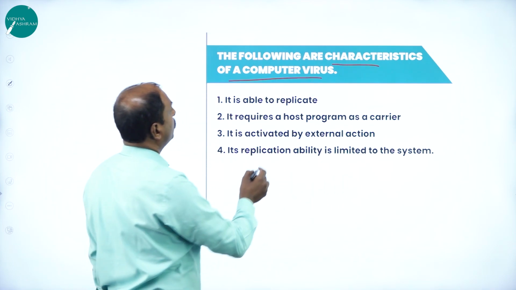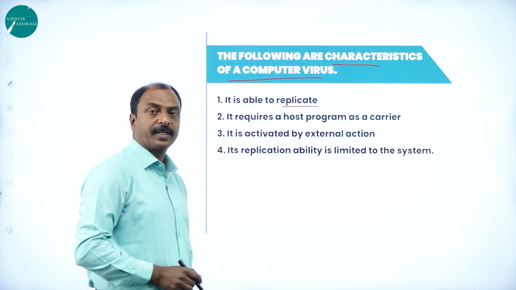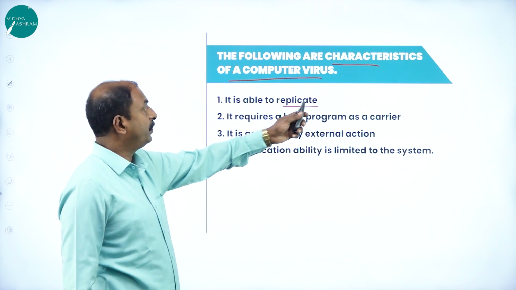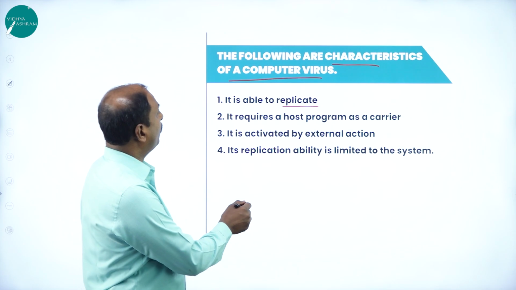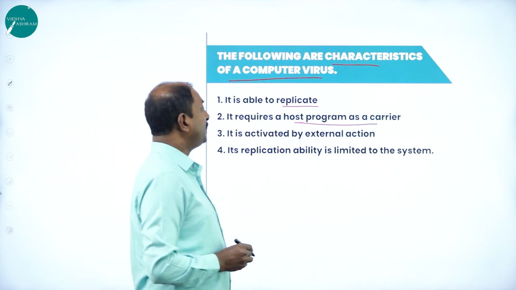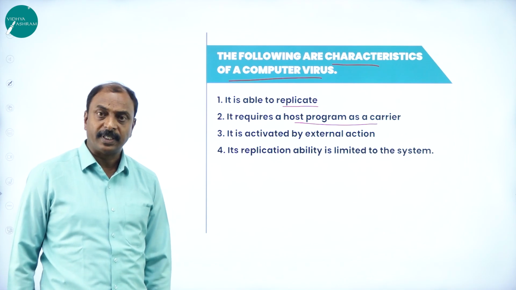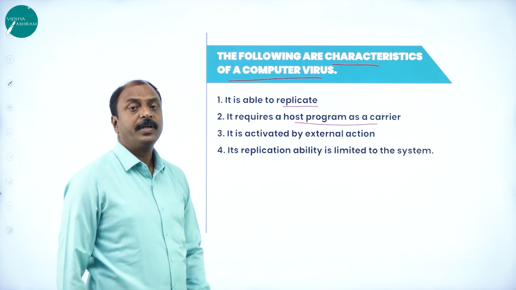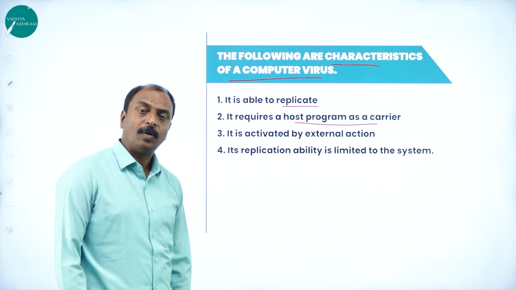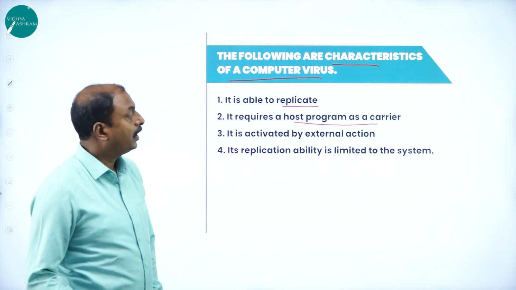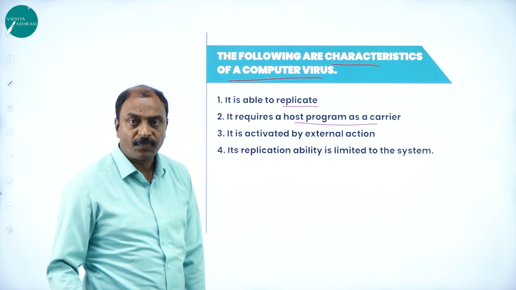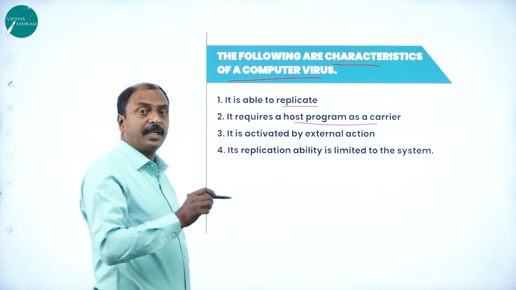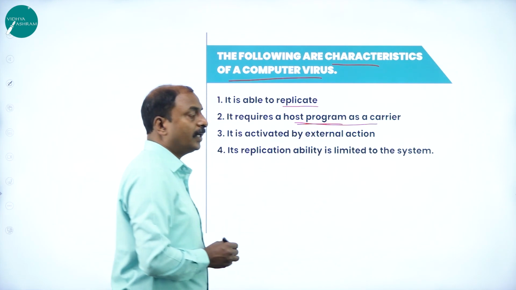It is able to replicate. Once a computer is affected with a virus, it is going to replicate by itself with different types of operations. Next, it requires a host program as a carrier. That means the virus is replicated through operations on different files. For example, operations such as opening a file, transferring a file, or copying a file are all different actions. The virus requires those types of programs as carriers.